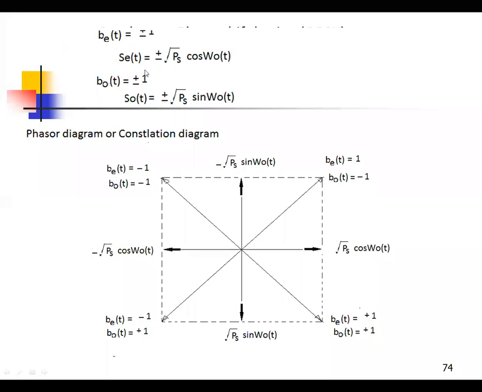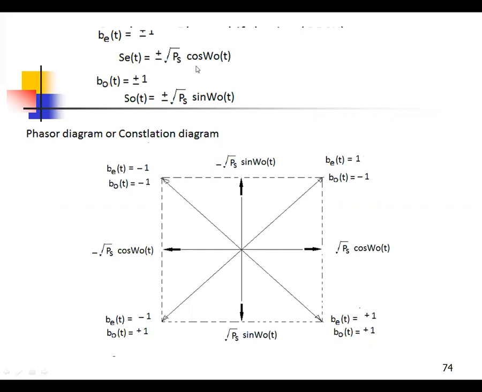B of t is plus or minus 1, so the output signal SC of t is plus or minus root PS cos omega naught t. Is it not? How many phases are there in this signal? SC of t has two phases: plus root PS cos omega naught t and minus root PS cos omega naught t. Like that, B naught of t is plus or minus 1 again, and S naught of t is plus or minus root PS sin omega naught t.